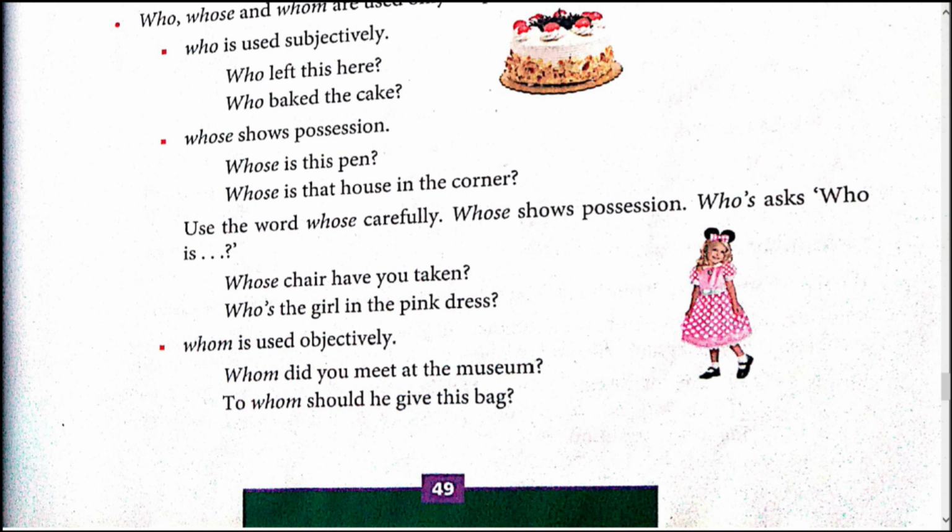Next rule, whom is used objectively, meaning in objective place, to get an object. Now here, dash did you meet at the museum? The answer will be whom did you meet at the museum. Next one, dash should he give this bag? Here the answer will be to whom, because with whom you are going to use the preposition to. So to whom should he give this bag?